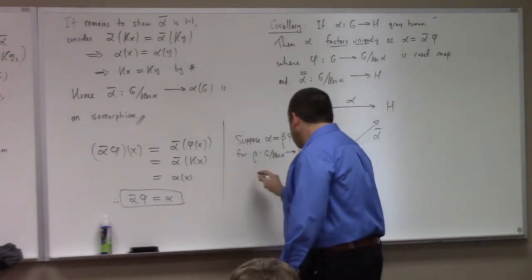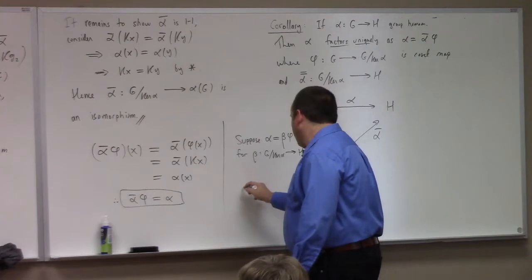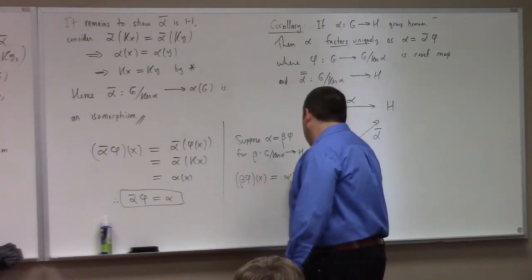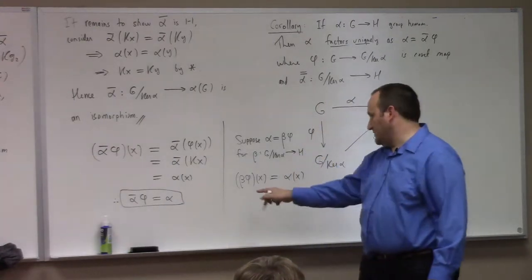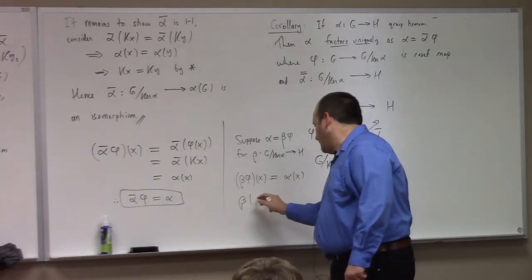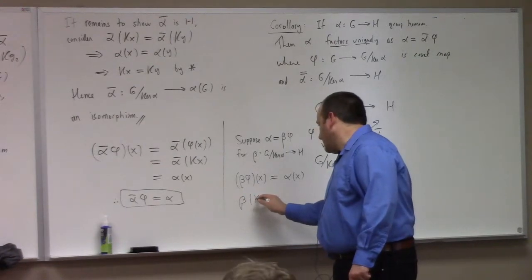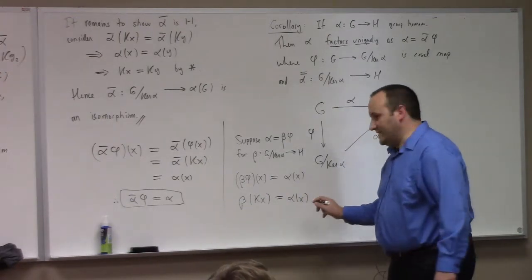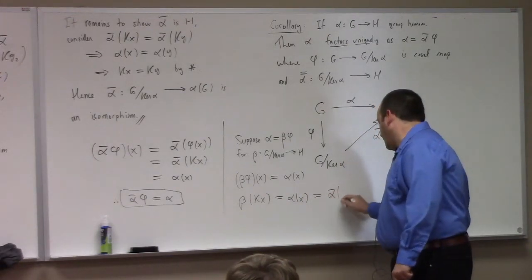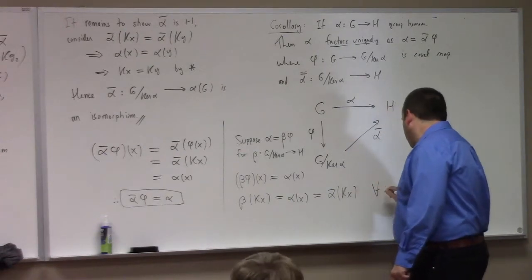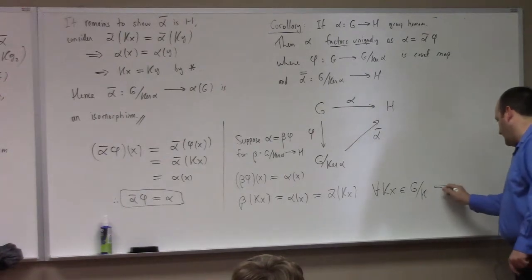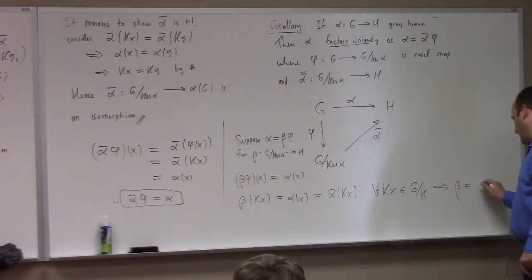So what happens here? If you take beta phi and you give it x, it's equal to alpha of x, by assumption. But what's phi of x? It's still kx. So beta of kx has to be equal to alpha of x. But that's equal to alpha bar of kx for all kx in the quotient. So therefore, beta is equal to alpha bar. And that's what he means by factors uniquely.